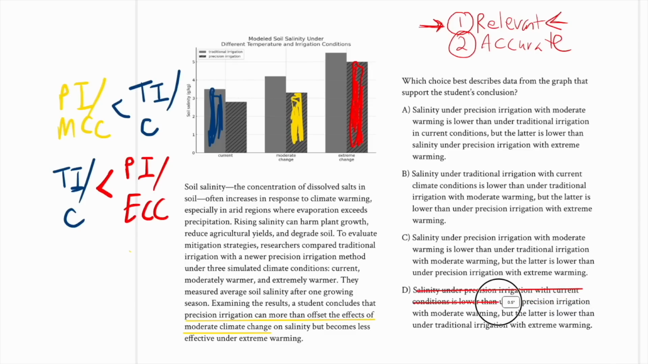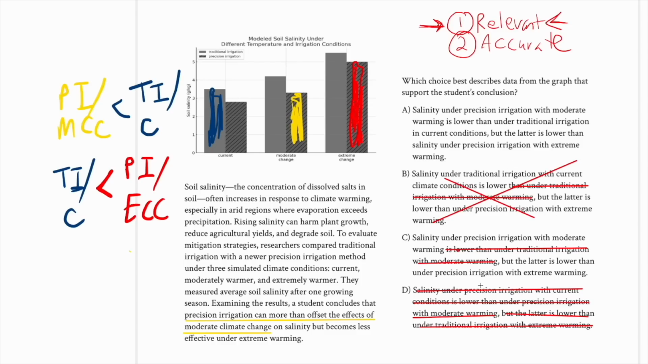What about the end? The latter is lower than traditional irrigation with extreme warming. Well, we're also not concerned with traditional irrigation with extreme warming. So that has 2 things that are wrong with it. What about C? Salinity under precision irrigation with moderate warming is lower than under traditional irrigation with moderate warming. No. Traditional irrigation with moderate warming, that's not one of the categories, so we can eliminate that.